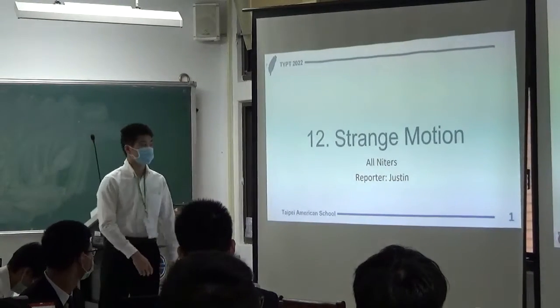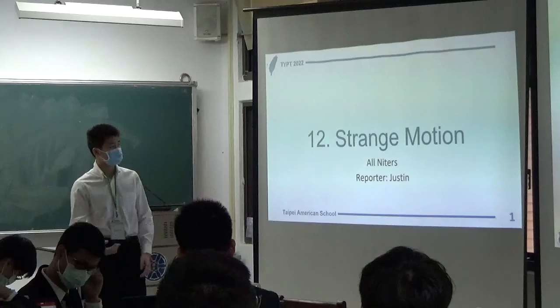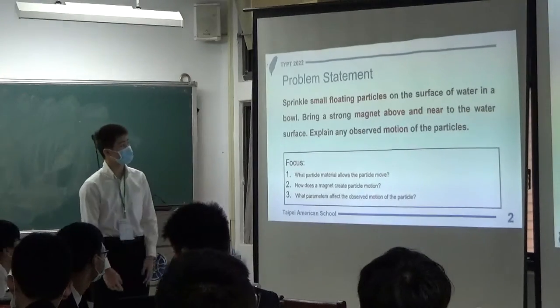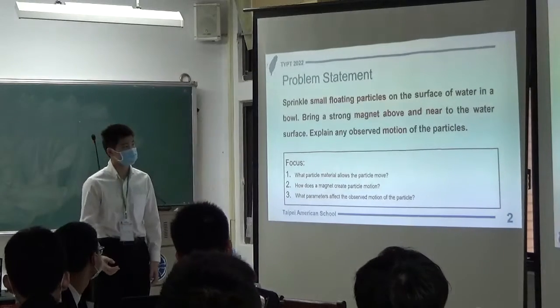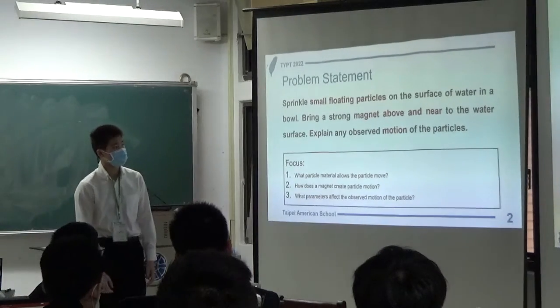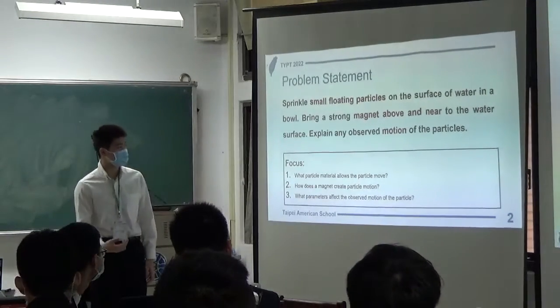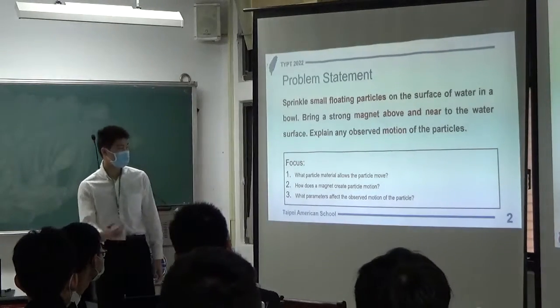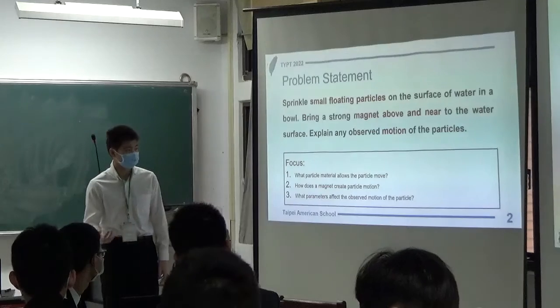Hi, my name is Justin, and I'm going to present for the all-nighter team on number 12, strange motion. So the problem statement is here. Sprinkle small floating particles on the surface of water in a bowl. Bring a strong magnet above and near the water surface. Explain any observed motion of the particle. And for the focus, we're going to focus on what particle material allows the particle to move.